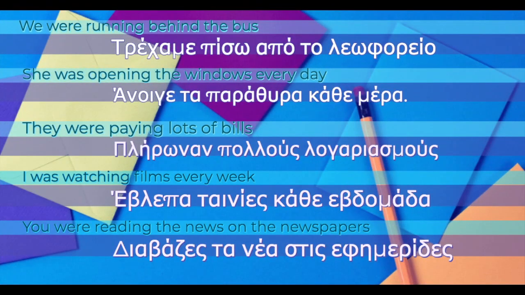Now let's have a look at a few examples so you can see in what sort of situations we use the past continuous tense. First one. Τρέχαμε πίσω από το λεωφορείο. We were running behind the bus. Άνοιγε τα παράθυρα κάθε μέρα. She was opening the windows every day.